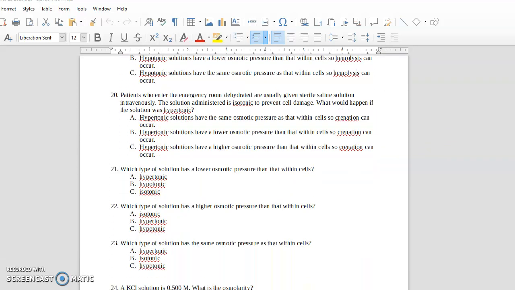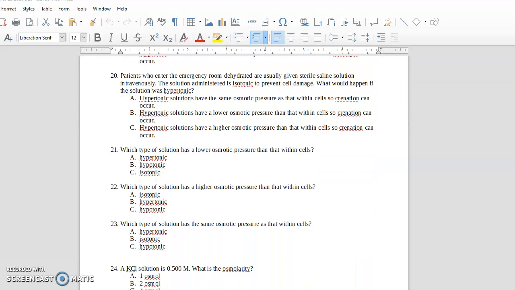And then the other side of that is what happens if a hypertonic solution. And for that, the answer is C. Hypertonic solutions have higher osmotic pressure. Hyper means high. Hypo means low. Okay? So that's why the prior one was lower. This one is higher osmotic pressure than within the cell, so crenation can occur.